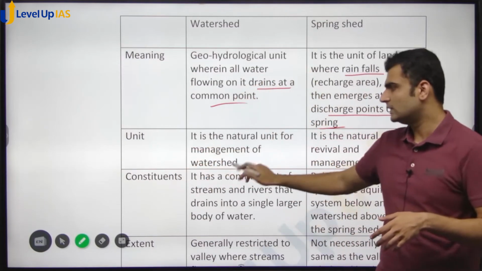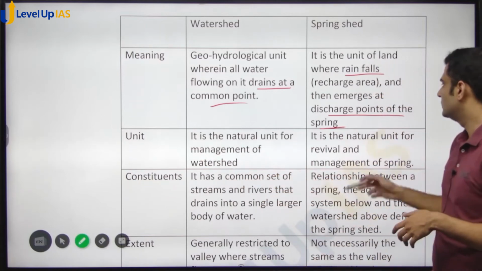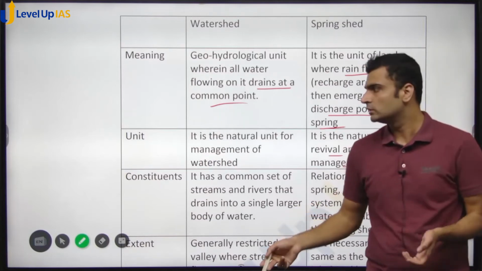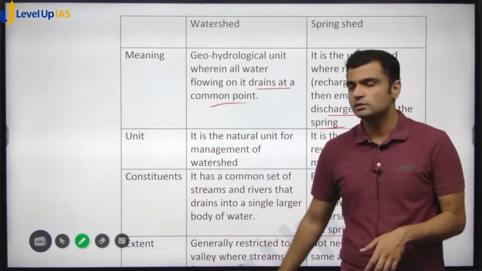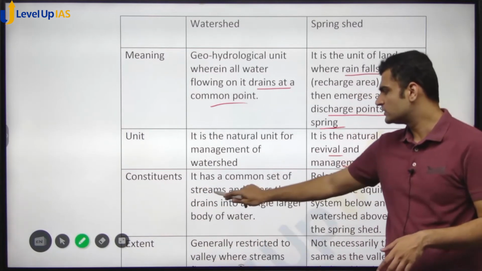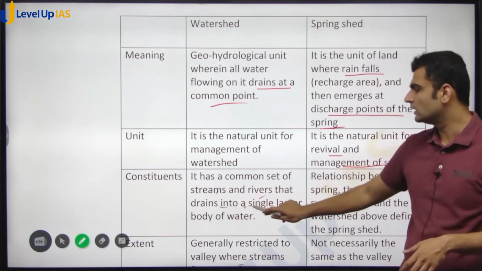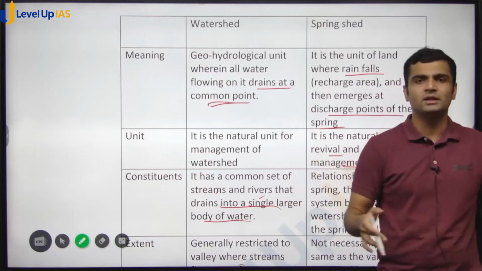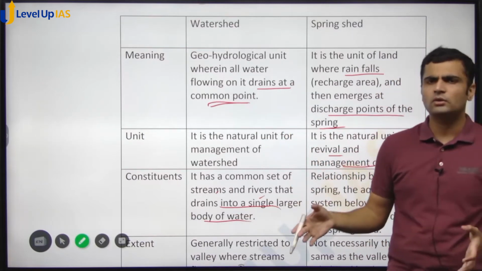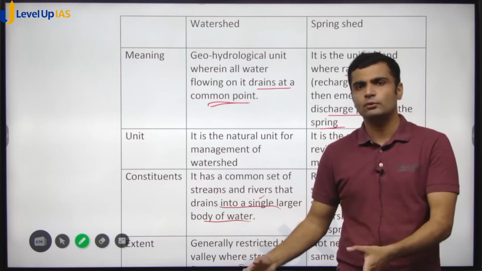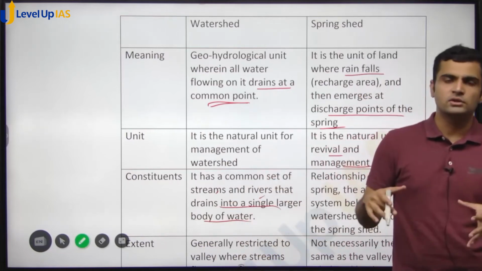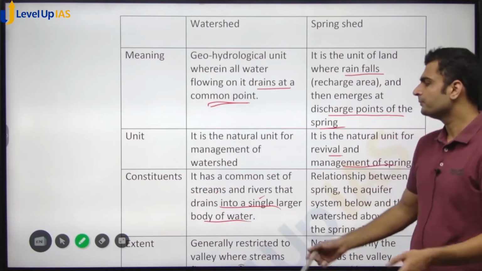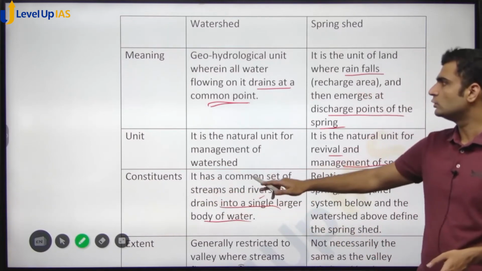Then unit. It is a natural unit for management of watershed, but this is a natural unit for revival and management of spring. Of course, what are its constituents? Basically, a common set of streams and rivers that drain into a single larger body of water. This common point that we are talking about is generally a river or a lake or a common bigger source of water. That's where all the streams or water flowing on the watershed ultimately drains. That is what constitutes a watershed.